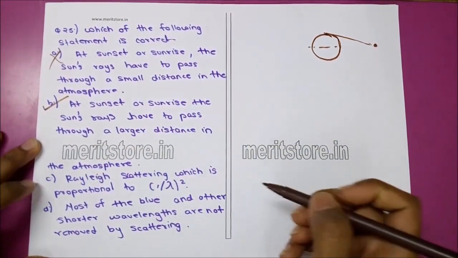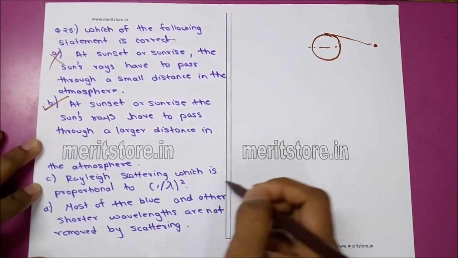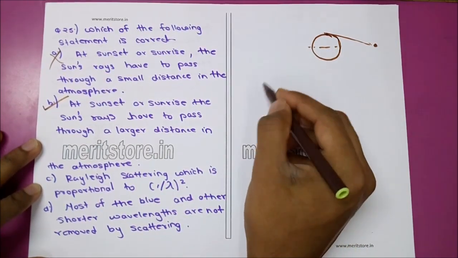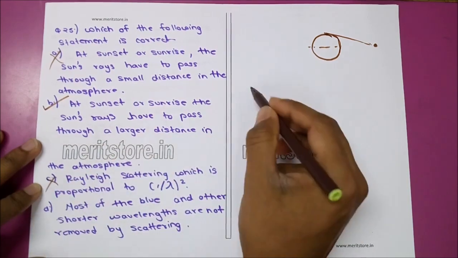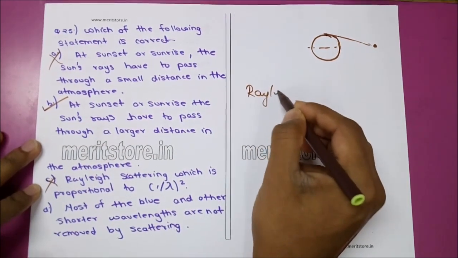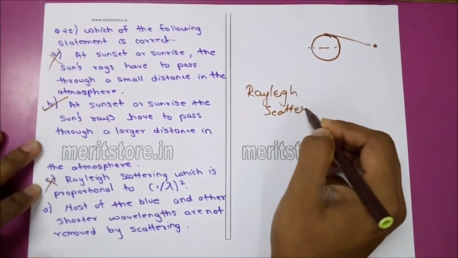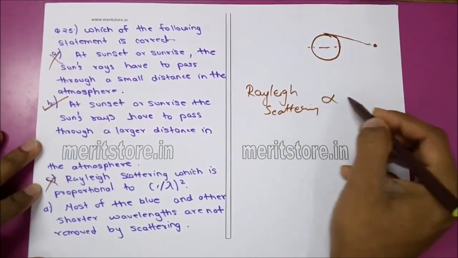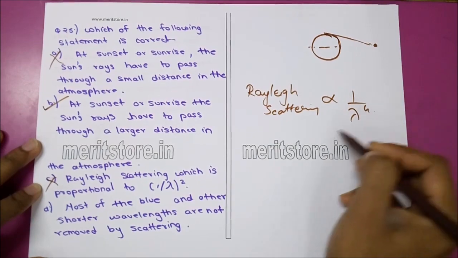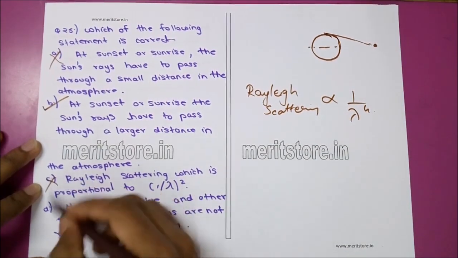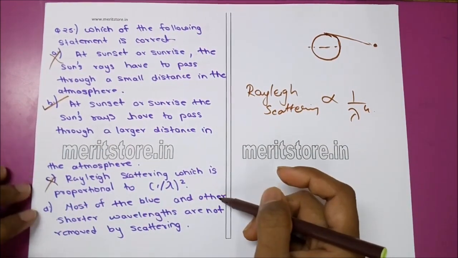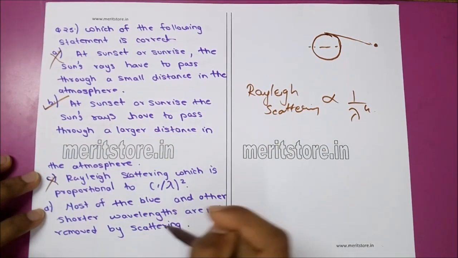However, let's look at option C. Rayleigh scattering is proportional to 1 by lambda square. Incorrect, because Rayleigh scattering is proportional to 1 by lambda to the fourth power, and most of the blue and the other shorter wavelengths are removed by scattering.